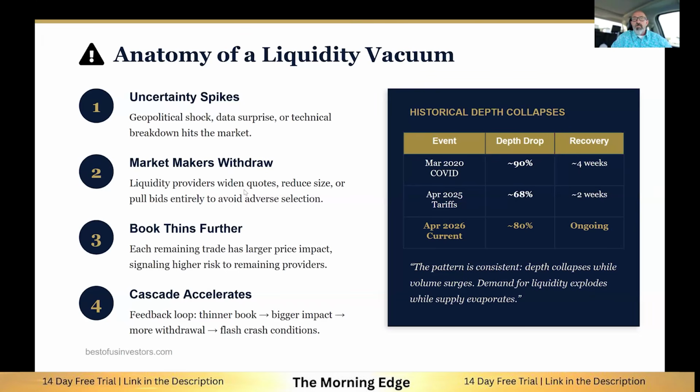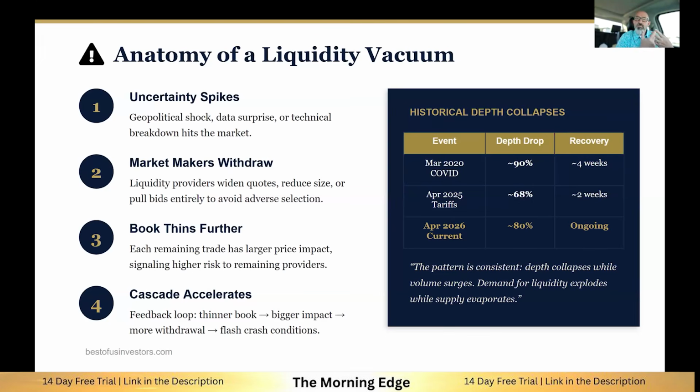You can see in the chart here, back in 2020, they had a market depth drop of 90%, so 10% more than we have today. It took 4 weeks to recover. During the tariff situation last April, there was a 68% decline in the inventory in the market. It took 2 weeks to recover. Today we're at 80%. We don't know where this is going to bottom, and we don't know how long it will take to recover.